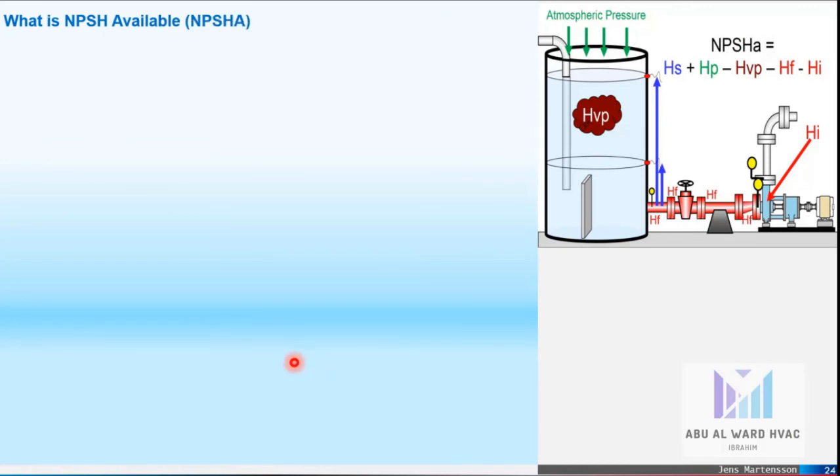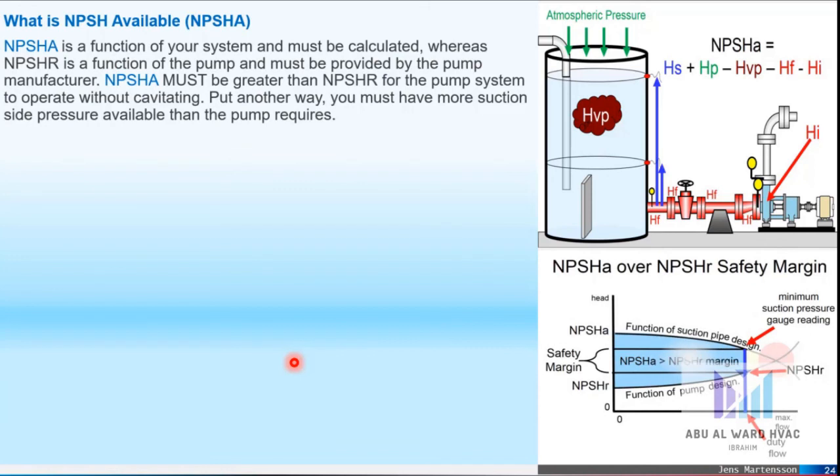What is NPSH available? NPSH available is a function of the system and must be calculated, whereas NPSHR is a function of the pump and must be provided by the pump manufacturer. NPSHA must be greater than NPSHR for the pump system to operate without cavitating. Put another way, you must have more suction side pressure available than the pressure required.